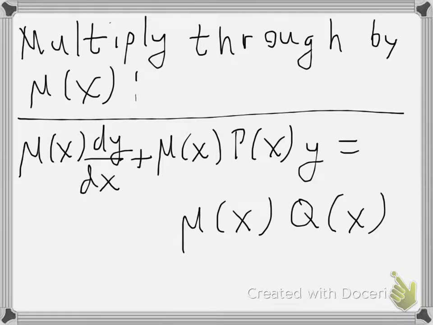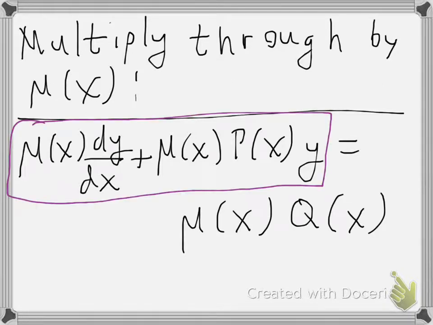And so now we want to focus on the left-hand side of the equation, and we want to figure out what value of mu makes this quantity that I just boxed in purple into a product rule. So if we think about the product rule, it says that the derivative of the product is the first times the derivative of the second plus the derivative of the first times the second. So this first term here, the mu of x times dy dx, that has to be the first times the derivative of the second. So if we want this quantity in purple to be a product rule, the only possibility is that it can be the derivative of mu of x times y. That's the only thing that would possibly make sense just by trying to match things up with the product rule.